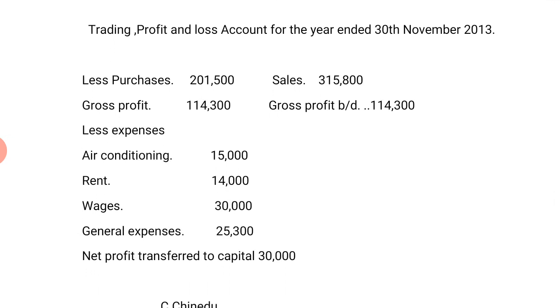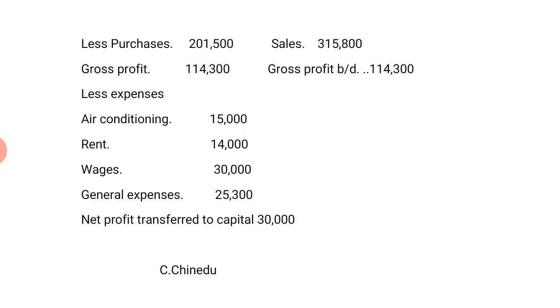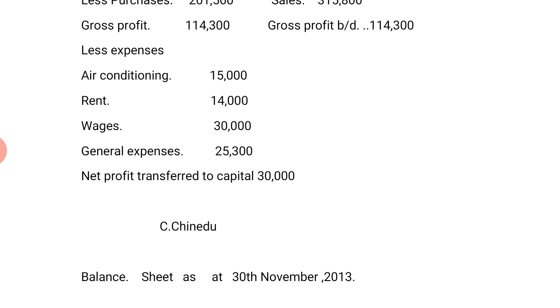So in the question, we don't have opening stock, so we have purchases. So our purchases will be what? It will be deducted from our sales. So our sales is 315,800. So we take away our purchases, that's 201,500. So when we deduct it like that, you now get our gross profit. Our gross profit is 114,300.